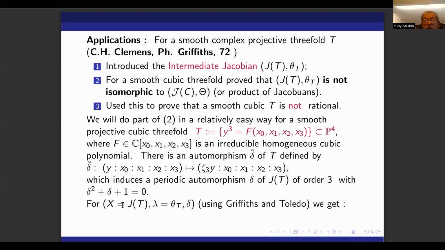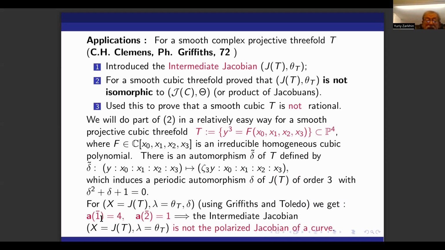For the corresponding intermediate Jacobian, using explicit computations of Griffiths and Toledo, we get that the multiplicity of a of 1 bar is 4, and the multiplicity of a of 2 bar is 1, which proves that this intermediate Jacobian for this cubic is not the polarized Jacobian of a curve. Unfortunately, it's still not enough.